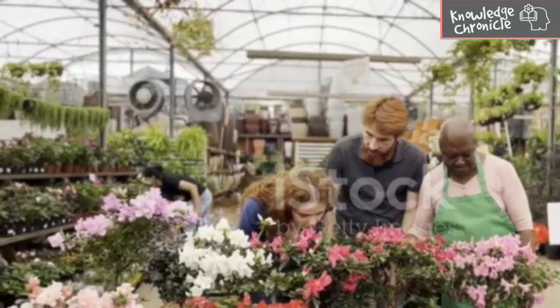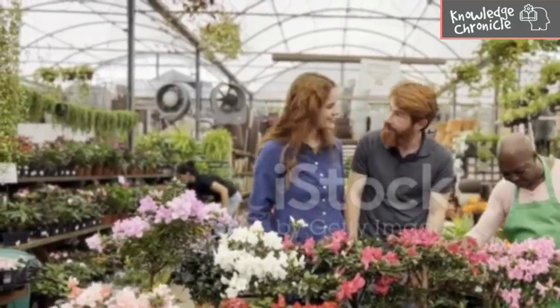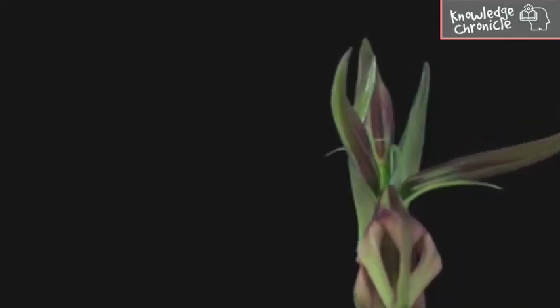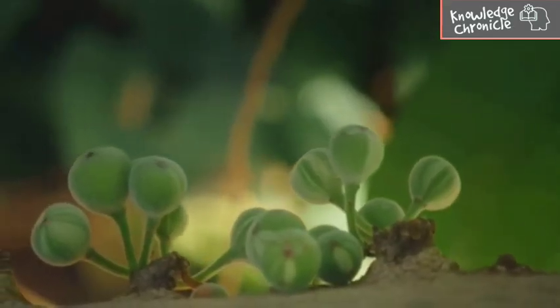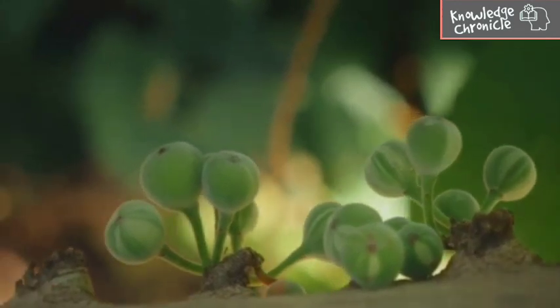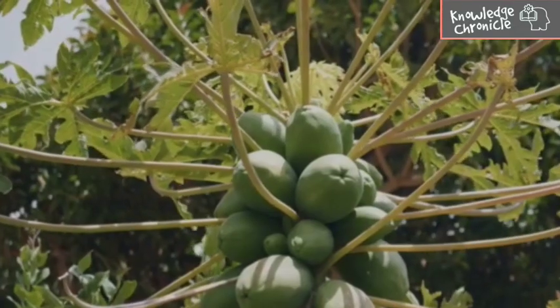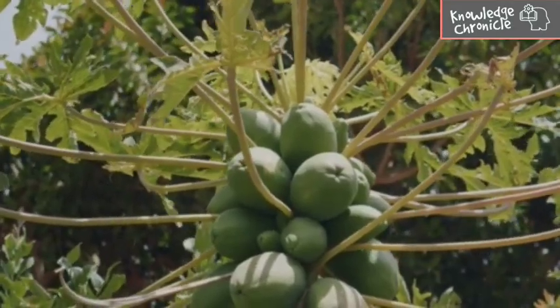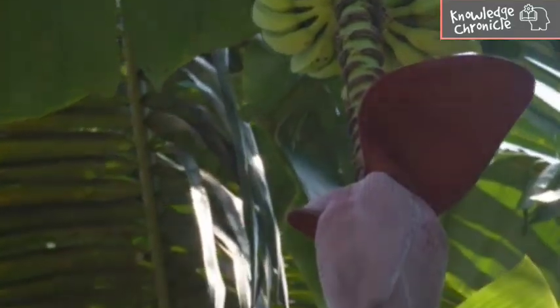Now that we've covered inflorescence, let's move to another masterpiece of nature, the fruit. Fruits are unique to flowering plants. Essentially, a fruit is a ripened ovary formed after fertilization. But here's an interesting twist. Sometimes fruits form even without fertilization. These are called parthenocarpic fruits.